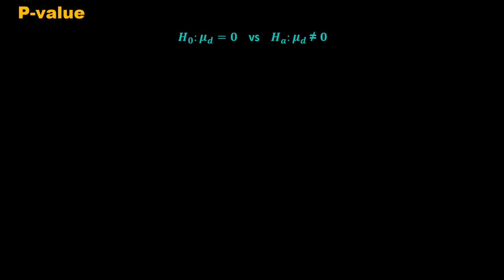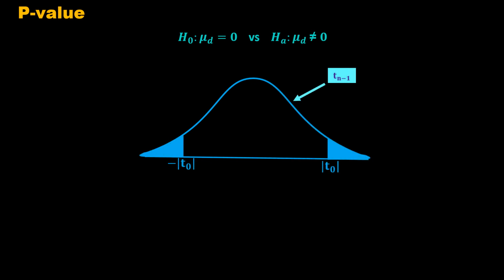Finally, we consider the two-tail test. So again, we consider the t curve with n minus 1 degrees of freedom, and negative absolute value t naught and absolute value t naught. We consider this area, probability t less than or equal to negative absolute t naught, and this area, probability t greater than or equal to absolute t naught. Now we add these two areas together. The two areas are the same because of symmetry. Therefore, we can find the p-value as 2 times probability t greater than or equal to absolute t naught.